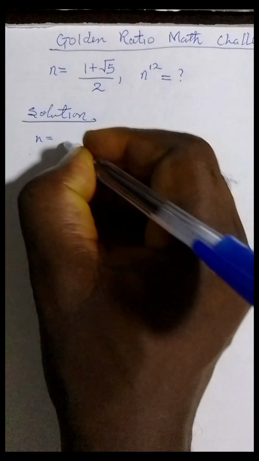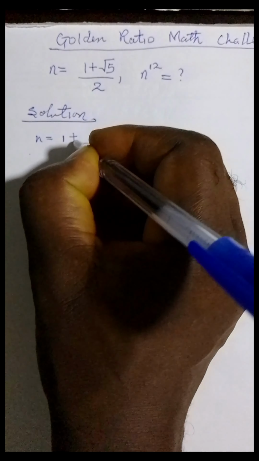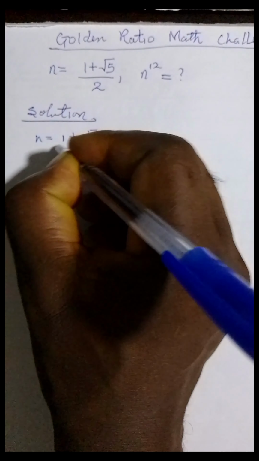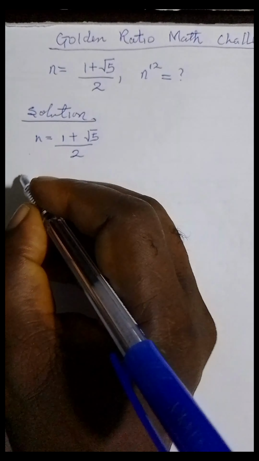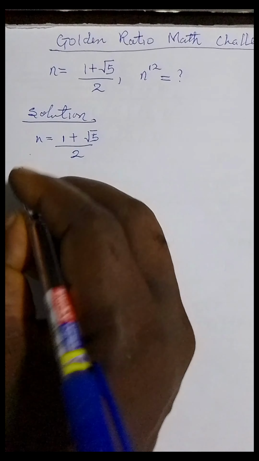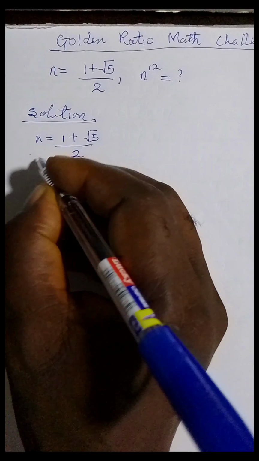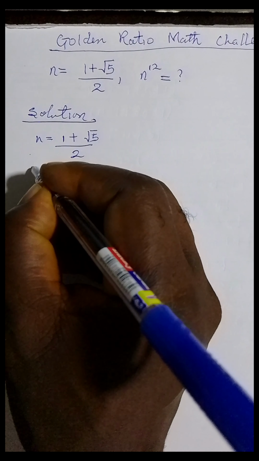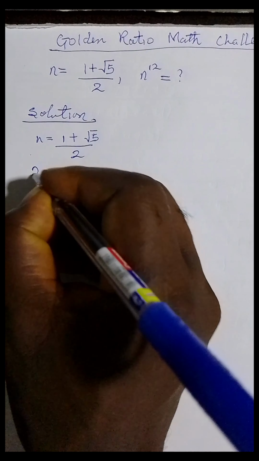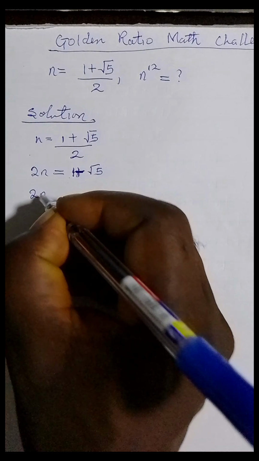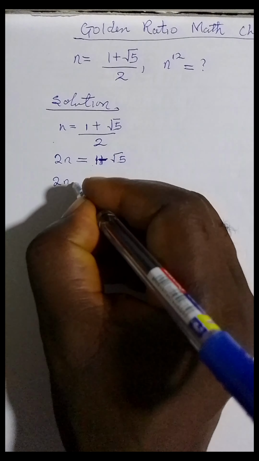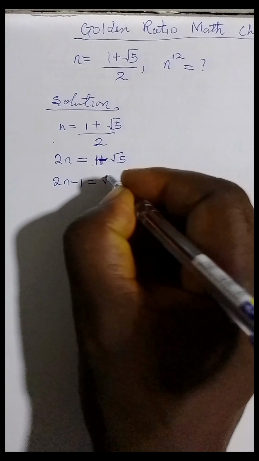Okay, so let's proceed. We have n equal to (1 plus square root of 5) over 2. First, we need to clear the brackets, and that will give me 2n equal to 1 plus square root of 5. We move 1 to the left hand side, so it gives me 2n minus 1 equal to square root of 5.